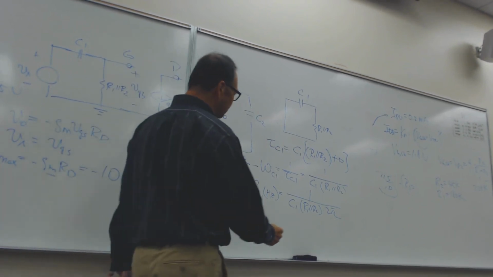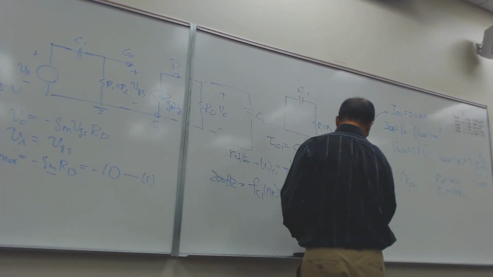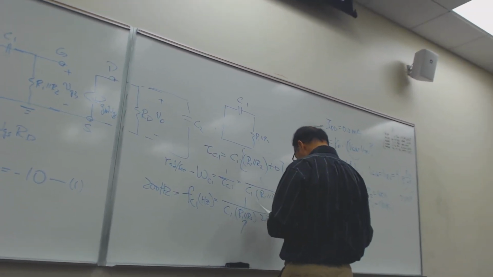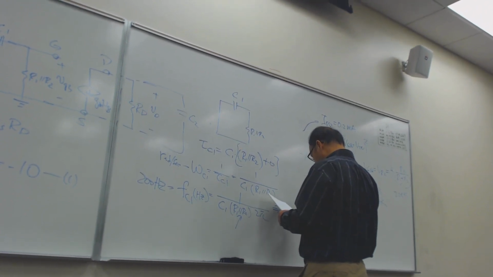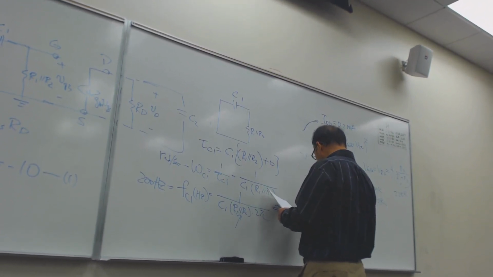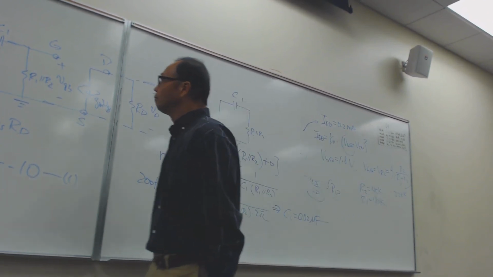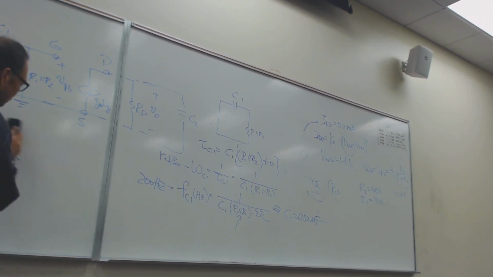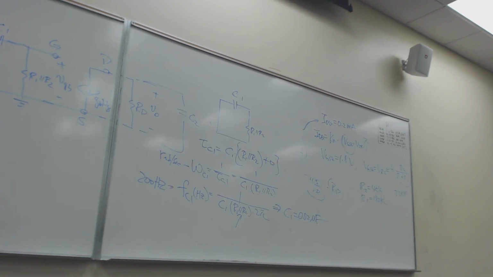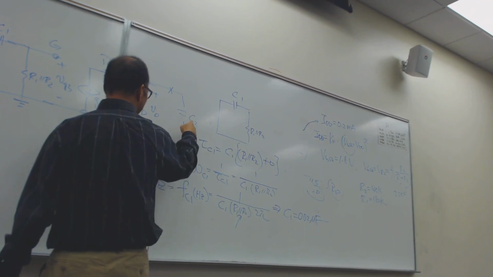Okay. Now of course you know R1 and R2, right? So C1 is about equal to 0.02 microfarad, right? Okay, the same concept. Now we try to find out what is the time constant for C2, right?